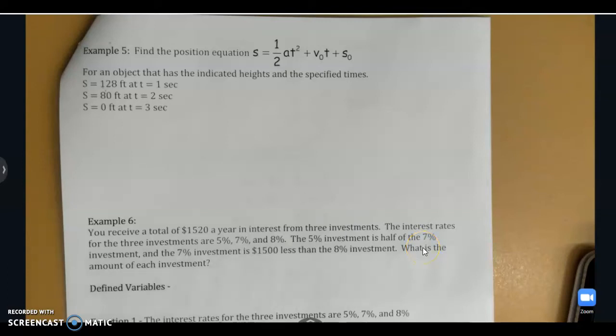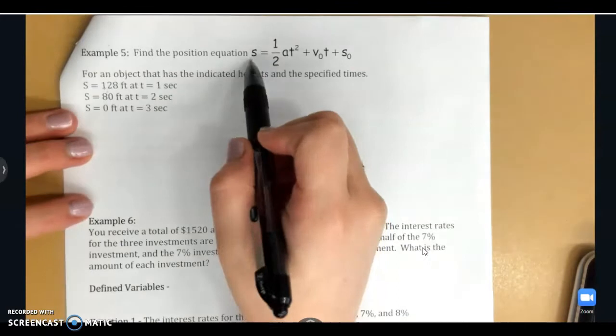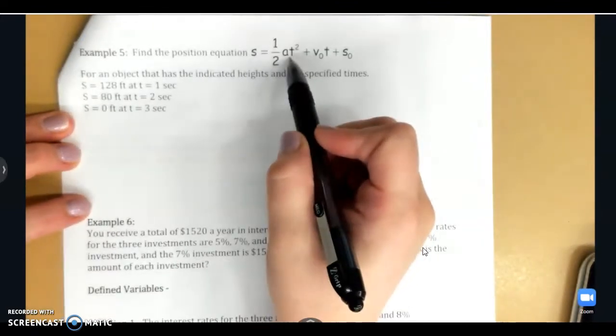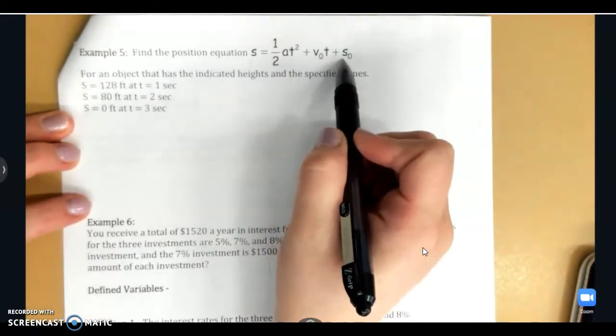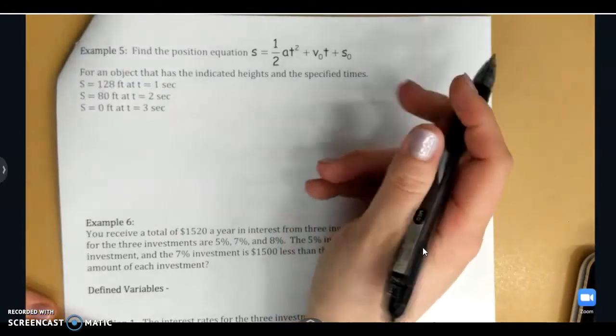Wrapping up our matrices and system application notes with two last examples. So we are using this position equation where S would be our position, 1/2 A T squared plus V naught T plus S naught. Now, if you're in physics, this is going to look familiar to you. If you are not, let me break some of this down for you.